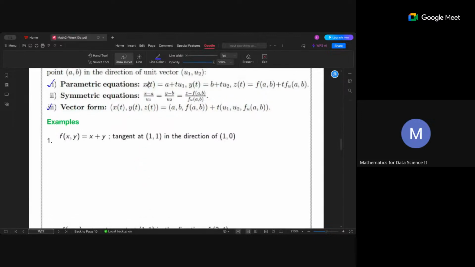Okay, so now let us use this formula given here to find the equation of the tangent at this point in this direction. Can you all use this formula? What are your a and b? Here your function f of x comma y is given. Yes, your a comma b is 1 comma 1. So if this is 1 comma 1, what is this 1, 0? The unit vector, u1, u2. Now you have this formula, the parametric equation. Find x of t, y of t and z of t with this formula given here. So everyone do this problem.